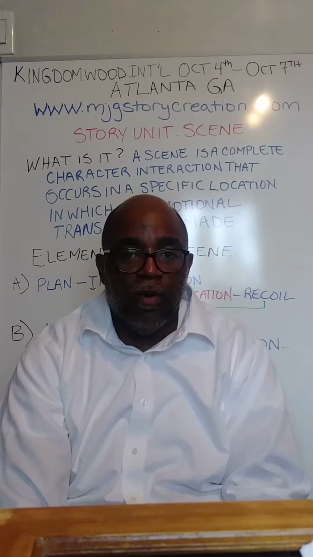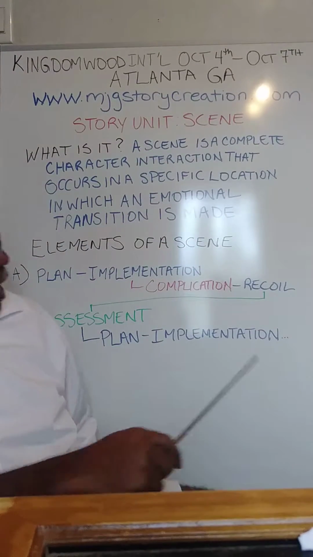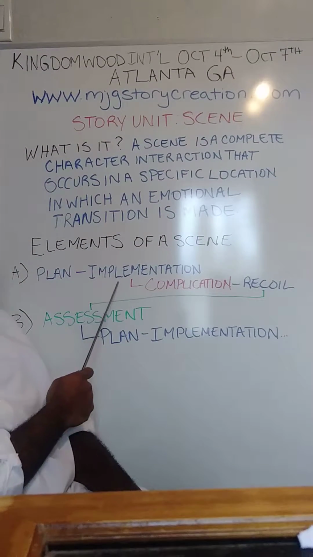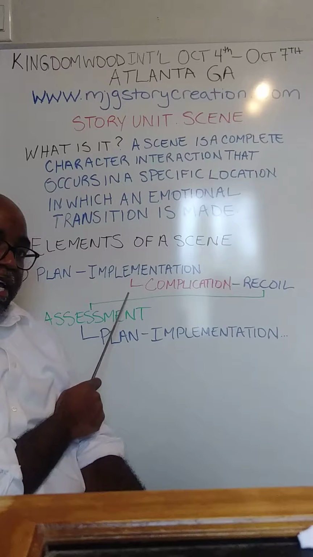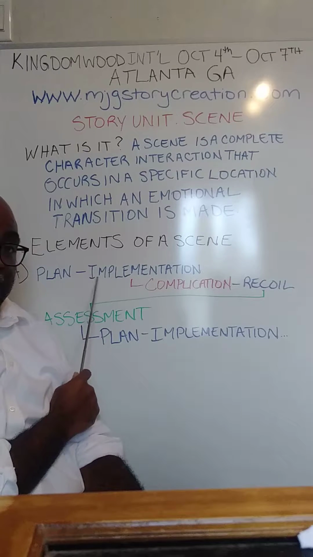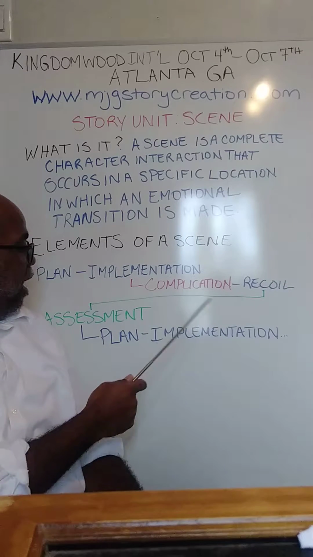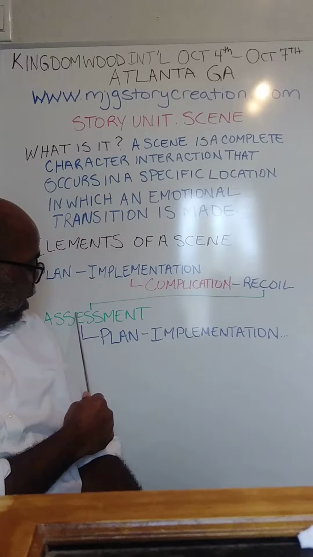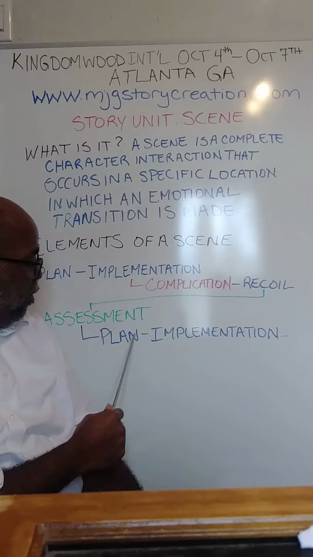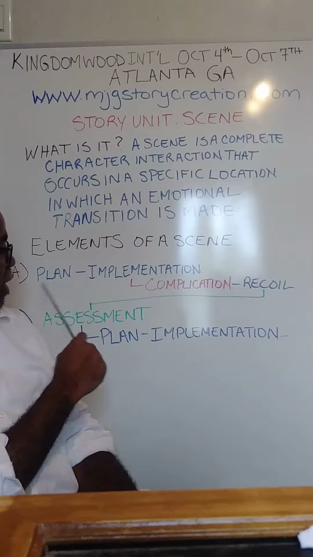They need to follow this process here, which is to say plan, implementation, both characters, and then generally what occurs is some kind of complication as the second character introduces something that throws the first character out of whack, and then the first character recoils, has to come back and do an assessment in the next scene, and then in order to come up with a new plan and new implementation. So this is a complete character interaction.